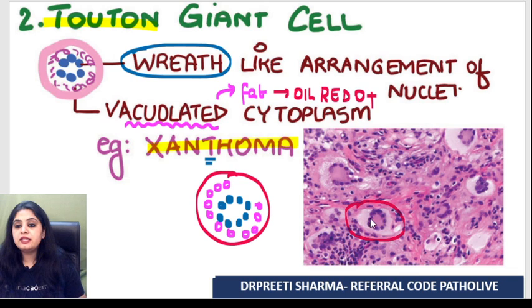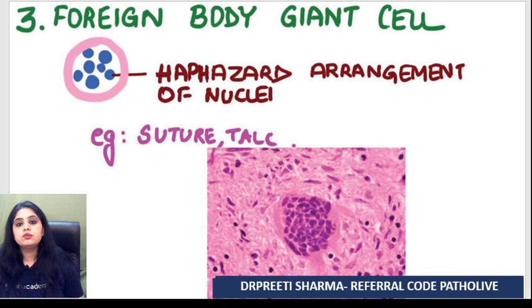Can you see the nuclei like a round wreath in the center? And the cytoplasm is looking vacuolated, white. Same over here. So look at this giant cell: nuclei, wreath in the center, and white color cytoplasm, vacuolated cytoplasm. That's a Touton giant cell.